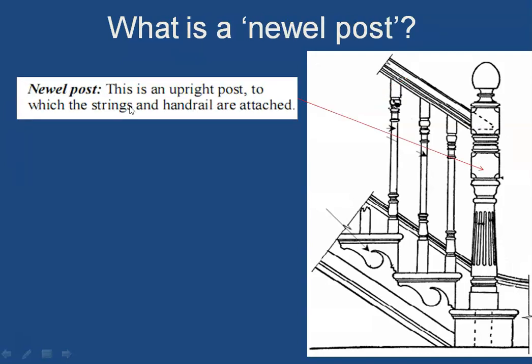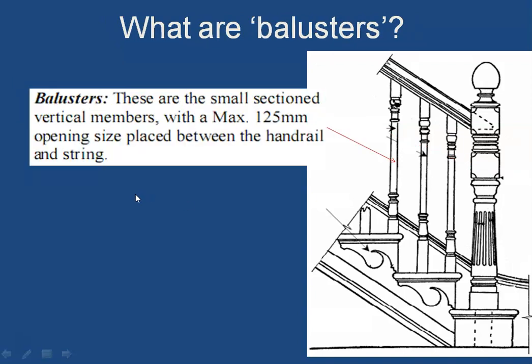Next is the newel post. The newel post is an upright post to which the strings and handrails are attached. So as you can see, this is a string, the inclined portion. Now these are all decorative things which are there, but otherwise this member is going to be called a string, which you can see in elevation on the other side. So that and these tread and riser combinations are fixed to the newel post.